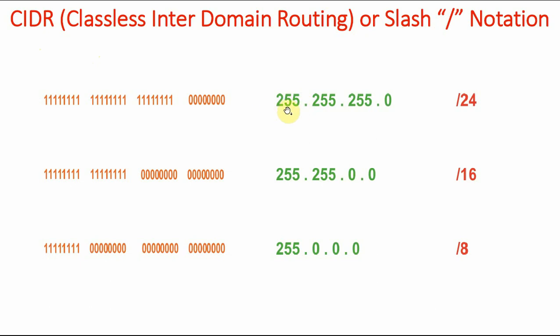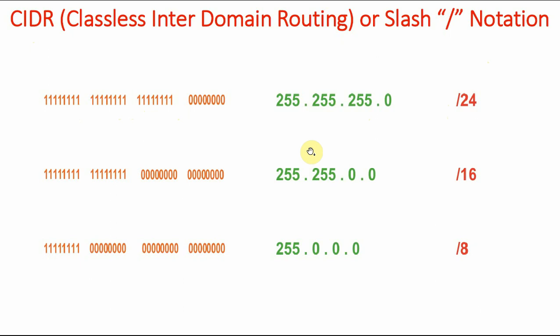Now how does this value come? 255 means we have got 8 ones. In the second octet also 8 ones are there. In the third octet 8 ones are there. That means how many ones are there? Total 24. So slash 24, this is called CIDR notation.